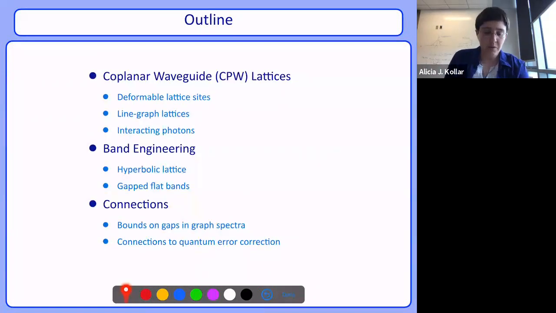Basically my talk will consist of 3 parts. In the first part, I will tell you about the particular hardware system that we work with and why graph theory, and in particular line graphs, is the right language for thinking about these systems. In the middle part, I will show you 2 examples where we use the graph-like nature of the hardware that we make to get physical systems that are interesting and wouldn't otherwise be available.